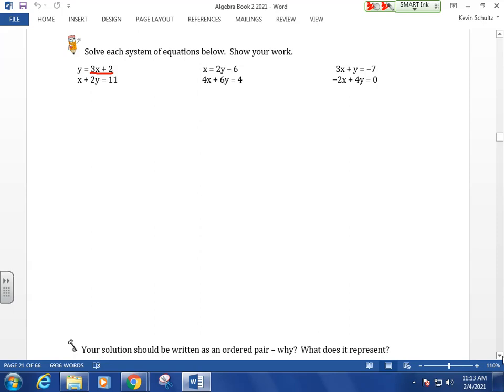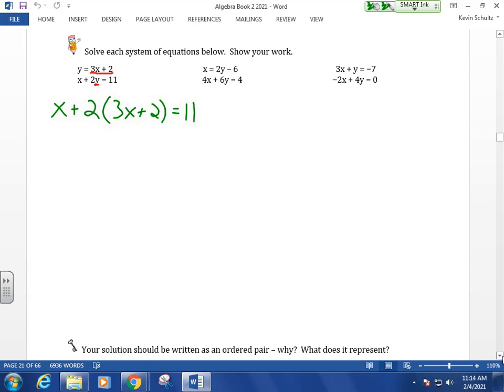Remember our definition of substitution, kind of our process, was we'll be replacing a variable with an expression. If y is equal to 3x plus 2, then what can we do to the y variable in our other equation? Noah? Replace it with 3x plus 2. Because the equal sign means the same as, it means that y and 3x plus 2 are interchangeable, right? They're the same thing. So in our second equation, we're going to rewrite this to be x plus 2, but instead of y, we're going to insert or substitute 3x plus 2. And that equals 11. Okay?